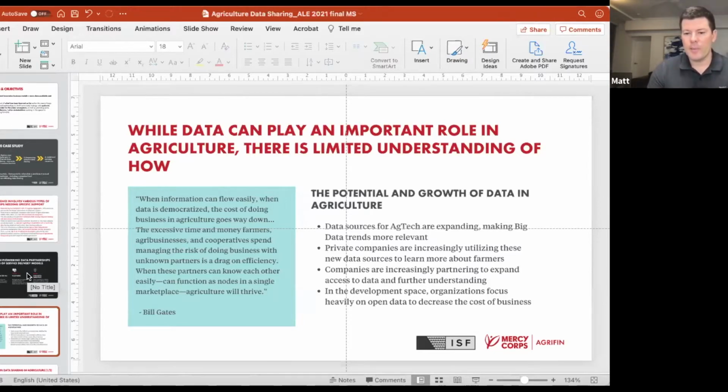But in the development space, organizational focus was really on these open data platforms to decrease the cost of business. So lots of momentum around data, lots of momentum around data enabling service provision, but really, I think where we're at is really understanding and unpacking how that can work.